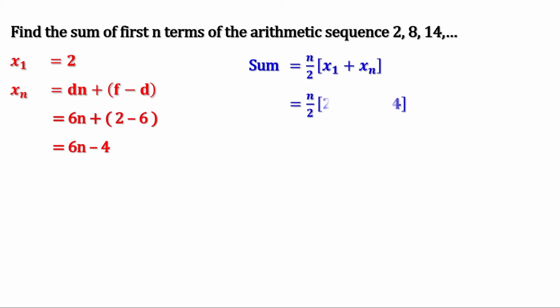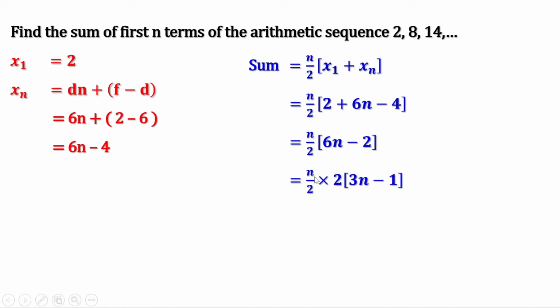Now sum is n by 2 into 2 plus 6n minus 4. 2 minus 4 is minus 2. So it can be written as n by 2 into 6n minus 2. 2 is a common factor, so you can write n by 2 into 2 into 3n minus 1. 2 and 2 get cancelled and we can write n into 3n minus 1, or that is equal to 3n square minus n. When we give different values for n, we get the first term, sum of 2 terms, sum of 3 terms, etc. Here also you can see there is a term containing n square and a term containing n.